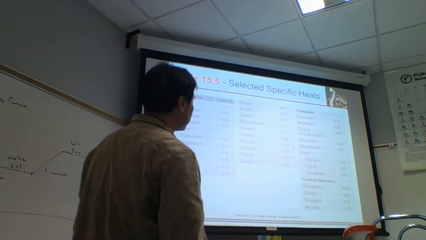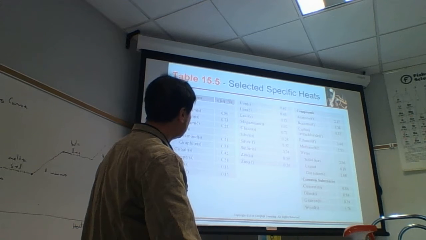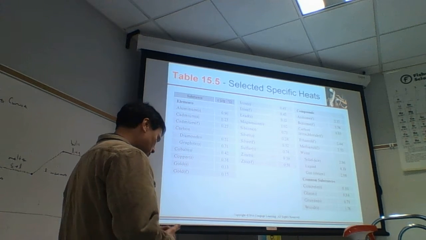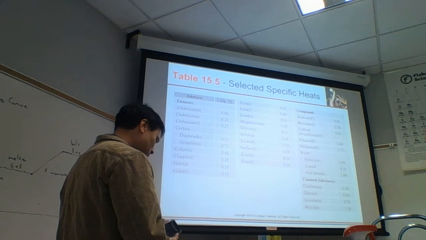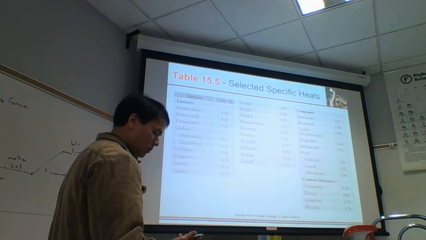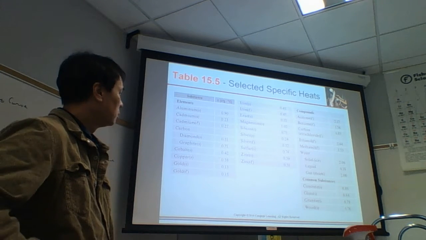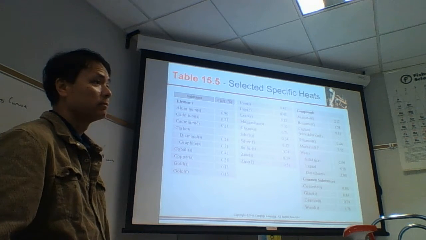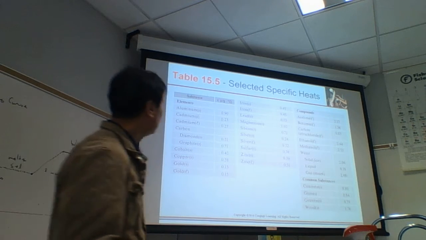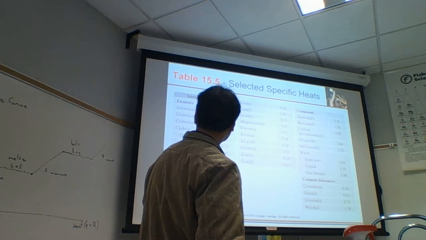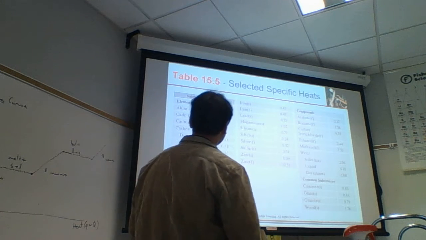What has the highest specific heat that you can see? The largest number. The largest number is the species that's going to hold the most heat. You see what has the largest? Aluminum? Okay, what is aluminum specific heat? 0.90.